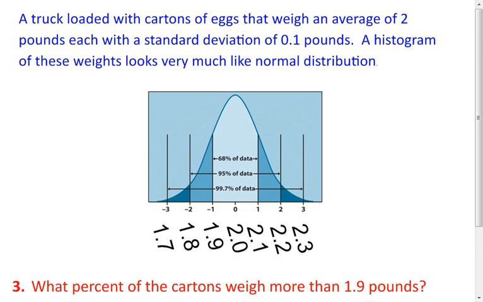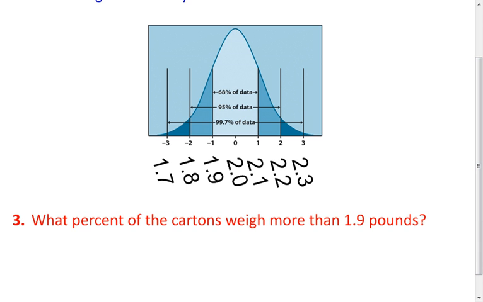And the last one, what percent of the cartons weigh more than 1.9? Again, if I'm measuring from the center line right here, I know that this is 50%. To get to the 1.9 and more than that, I need to add this chunk to it right there. And of course we know that that's half of 68, so this is 34%. And 34 plus 50 again makes 84%.